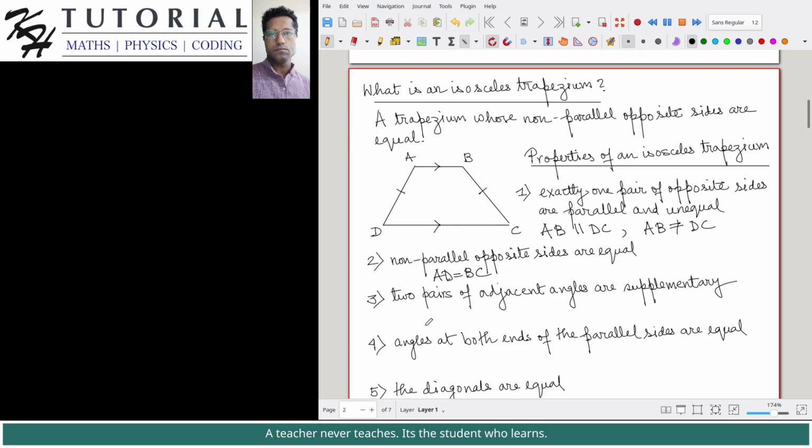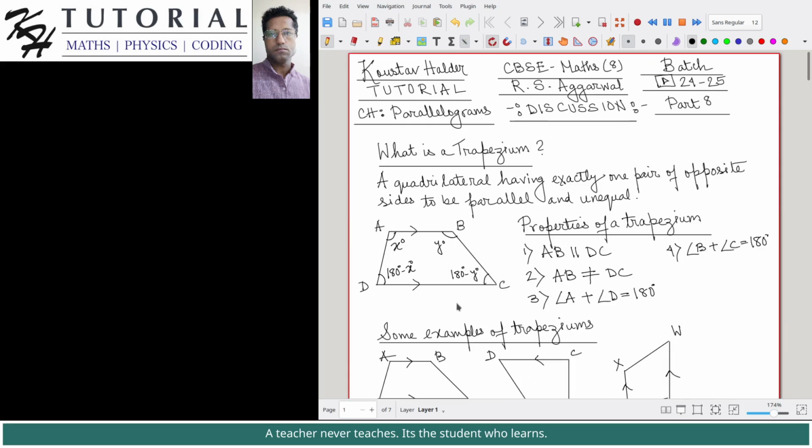The third property says two pairs of adjacent angles are supplementary. This one is based on trapezium. As you can see in trapezium, we have property 3 and 4. The sum of angles A and D, an adjacent pair of angles, and similarly B and C, another adjacent pair, will be equal to 180 degrees, as angles A and D are co-interior angles based on the parallel sides AB and DC. Also, B and C are co-interior angles.